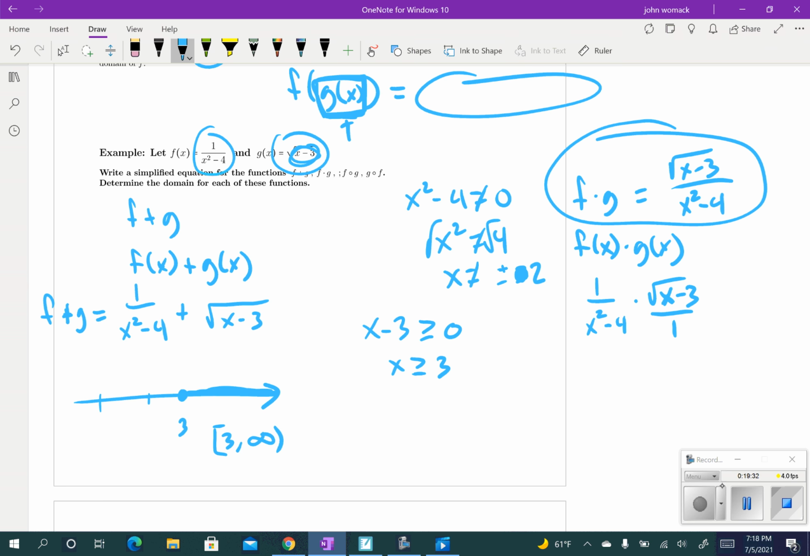Okay, what's the domain of the function? Well, we said whether you're adding, subtracting, or multiplying, we just take what is the domain of f and what is the domain of g. We already have that. The domain of f was it can't equal plus or minus 2. The domain of g is x has to be greater than or equal to 3. Both of those have to be true, so really x greater than or equal to 3 is the same thing. It's got the same domain.